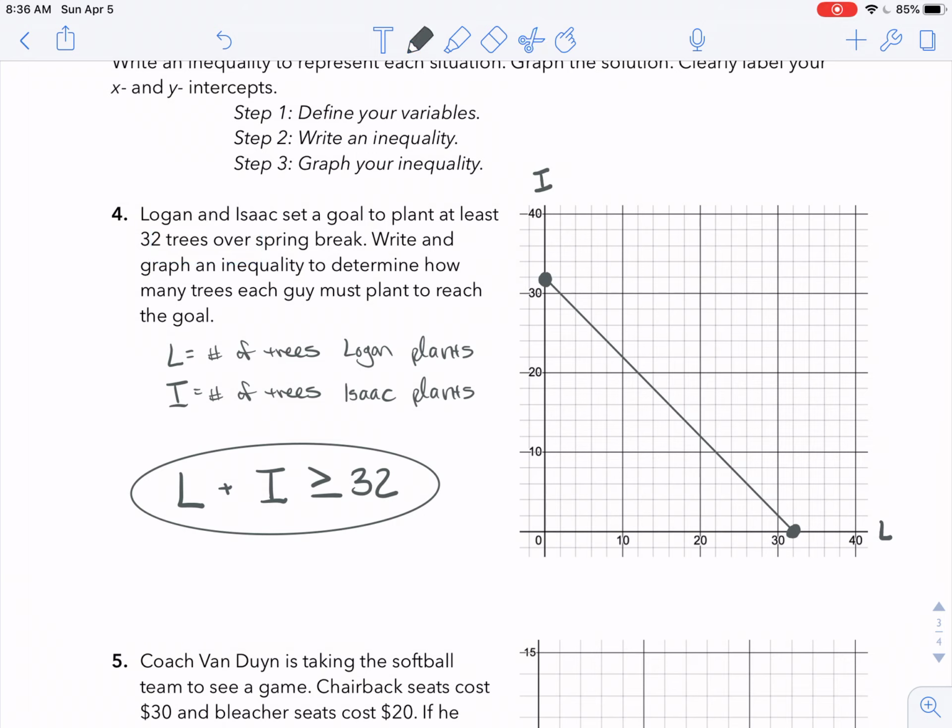And now we're going to pick a side. We're going to pick a point on our graph and decide what side we should shade. What side do you want to pick, guys? What point?